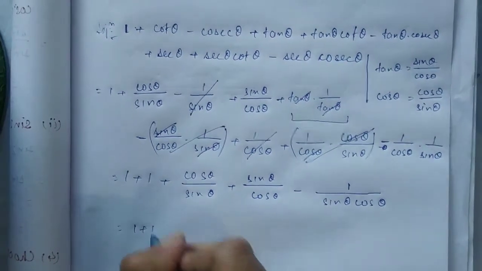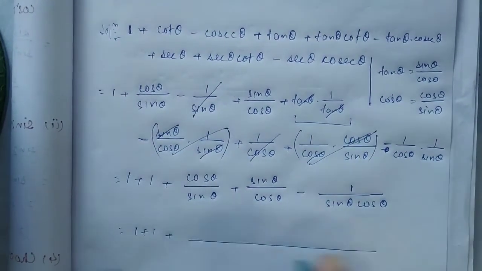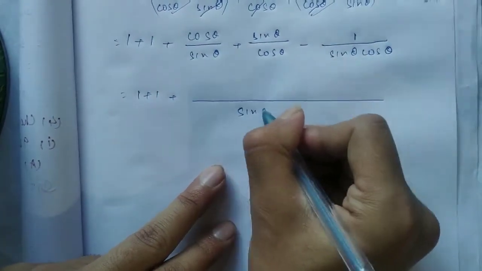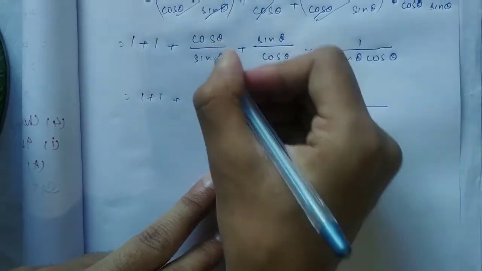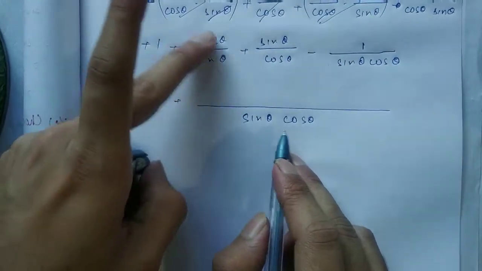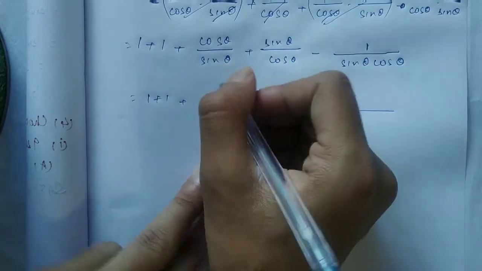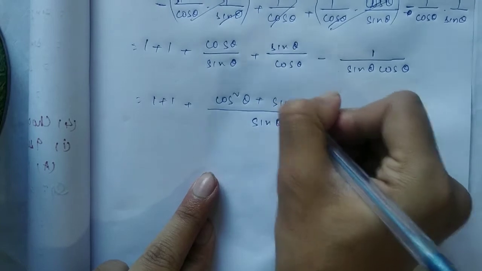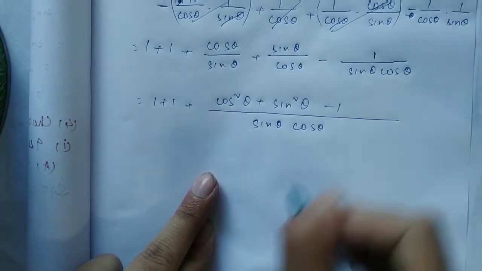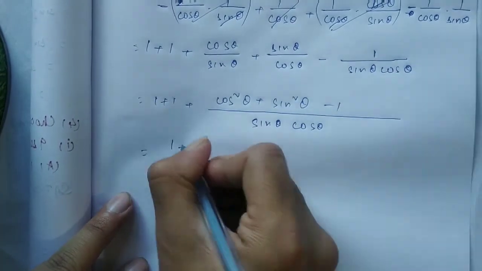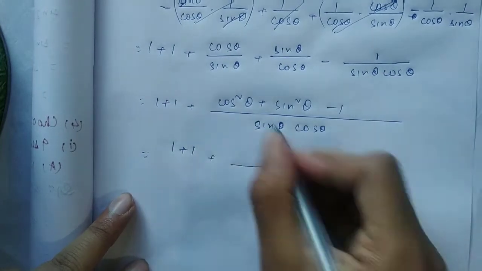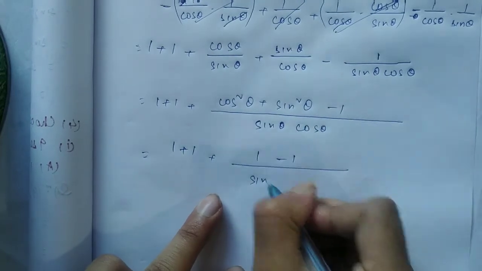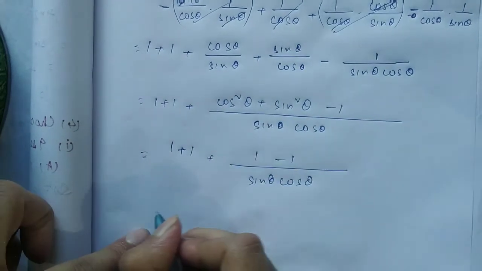Now we take the LCM of these 3 terms, which comes out to be sin theta into cos theta. So sin theta cancels out, so what remains is cos theta, so it becomes cos square theta here, and here it is sin square theta, and here it is 1, so it comes out to be 1 plus. Now cos square theta plus sin square theta comes out to be 1, minus 1 in the numerator and sin theta cos theta in the denominator.